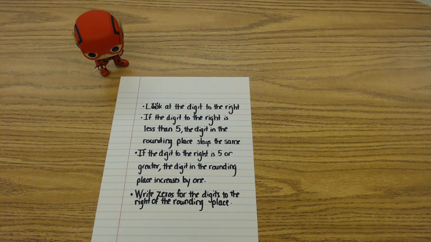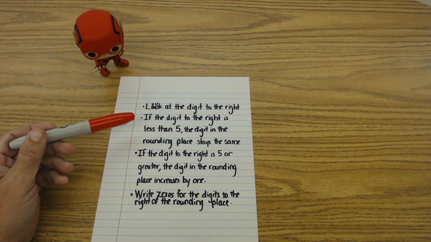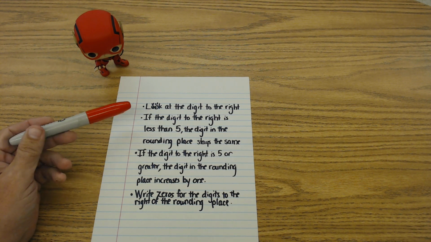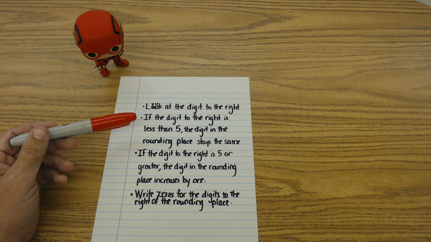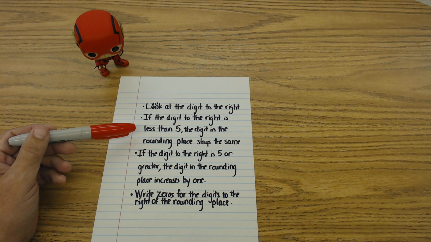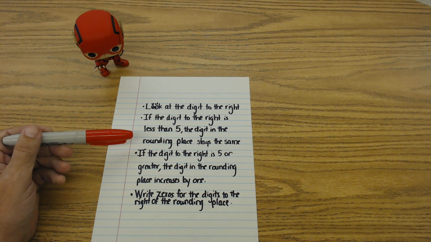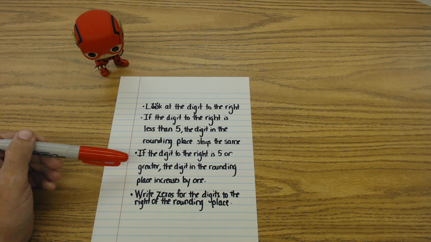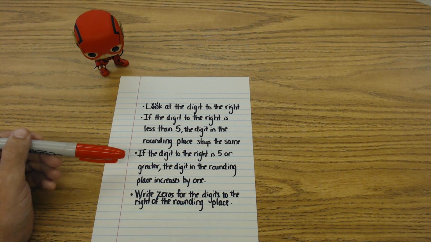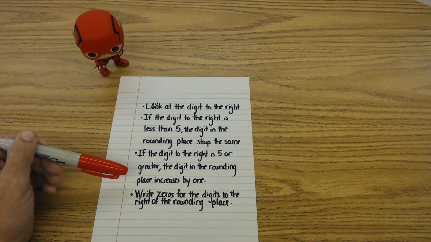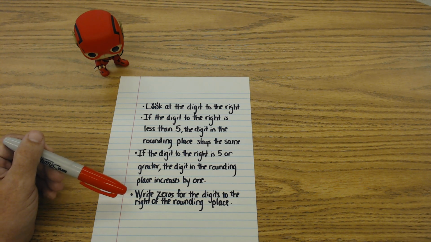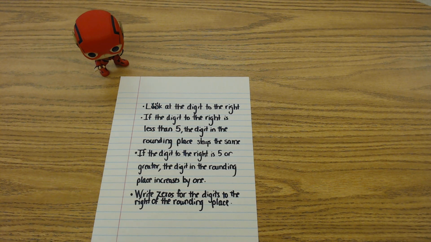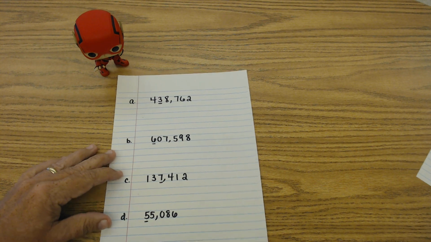The first rule is to look at the digit to the right of the place that we are rounding to. If the digit to the right is less than 5, the digit in the rounding place stays the same. If the digit to the right is 5 or more, 5, 6, 7, 8, or 9, the digit in the rounding place increases by 1. And then the last rule is we write zeros for the digits to the right of the rounding place. Let's take a look at that.